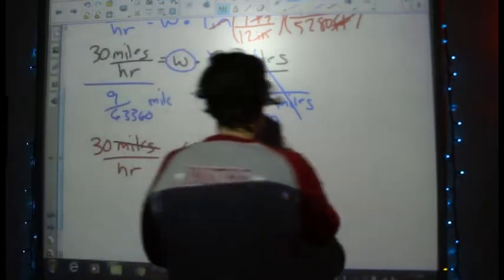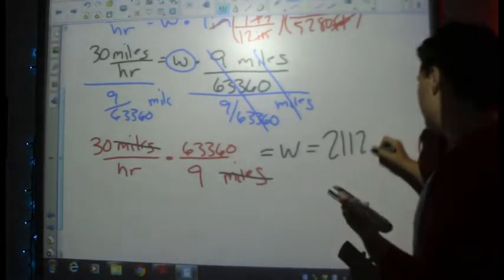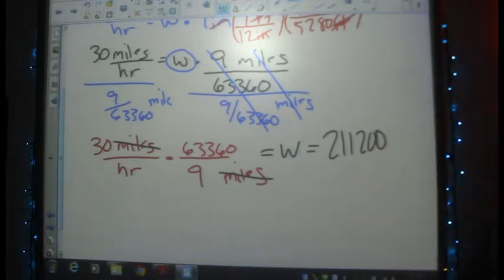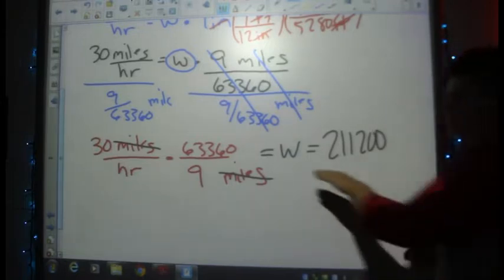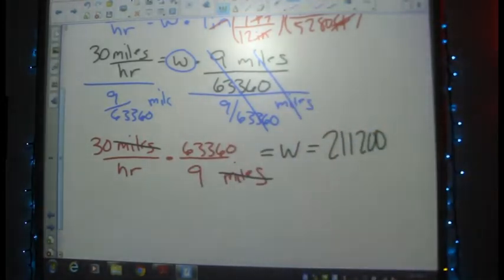And here I have for my W equals 211200. Now, of course, it wouldn't be complete without units, and right now it just seems like it says per hours. But remember, when we don't have a unit, what do we assume that it is? That's right, it's radians. So here we have radians per hour.